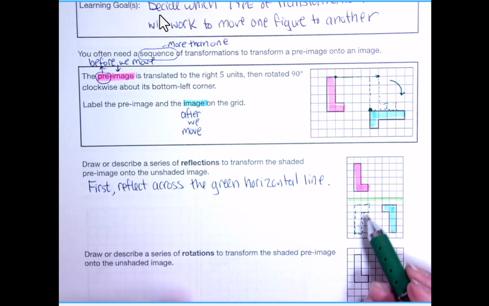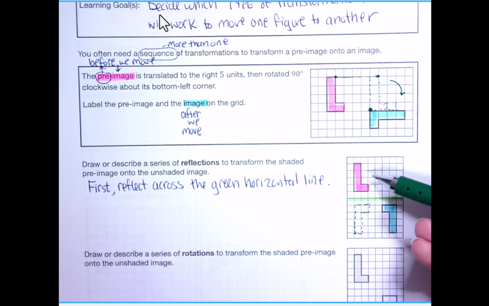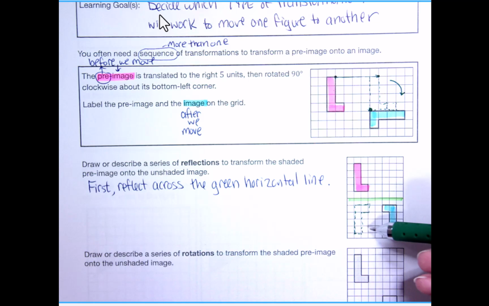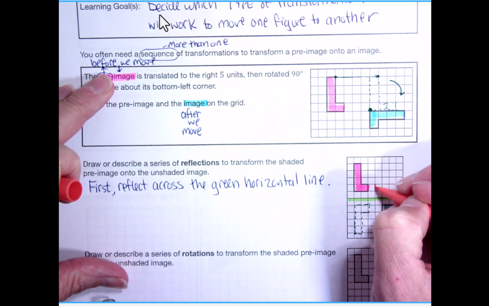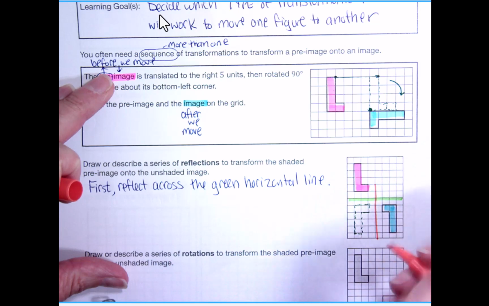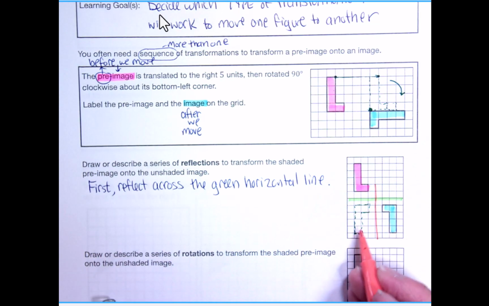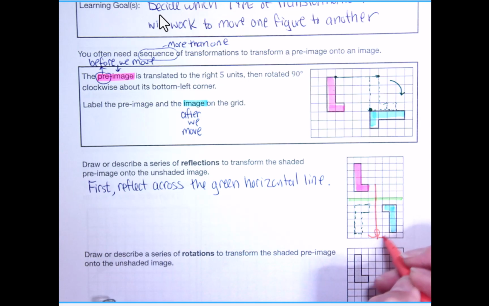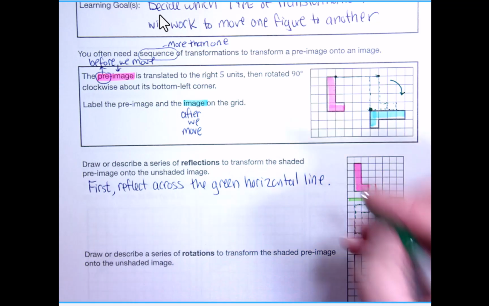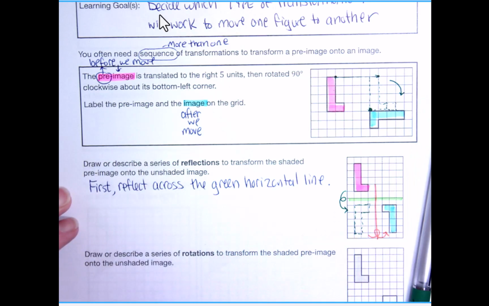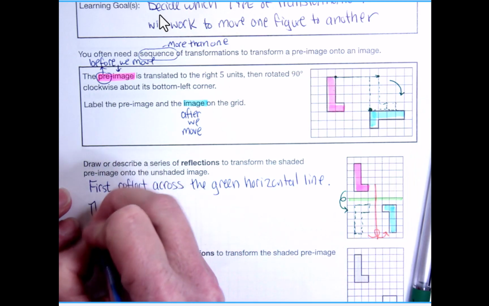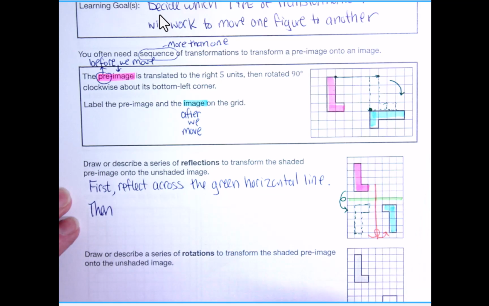Okay, so imagine my little L shape down here now, because I picked up my transparent paper and I flipped it over that green line. And next, I'm going to have a vertical line. I'm going to draw it in orange here. And if I were to flip across this vertical line, I would land right on top of that image that they had drawn for me. I just showed that I flipped it over there. So next, or I'm going to say then: then reflect across the orange vertical line.